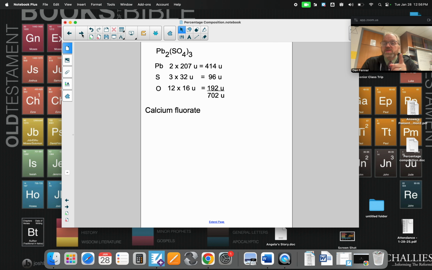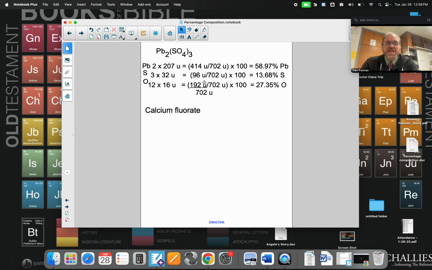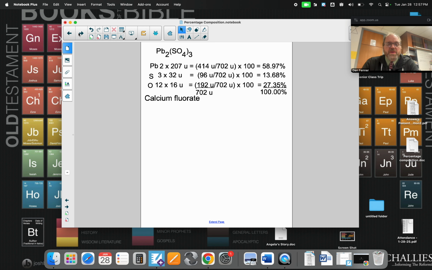Now, each of those numbers we divide by 702. So 414 divided by 702 times 100 is 58.97%. And then 96 divided by 702 times 100 is 13.68%. And 192 divided by 702 times 100 is 27.35%. If we add those all up, we get 100.00. There we go. Let's do the next one.